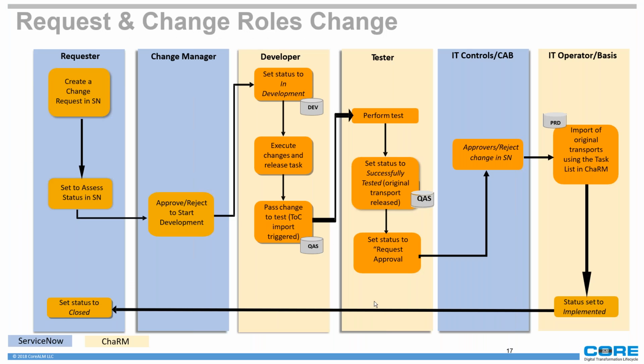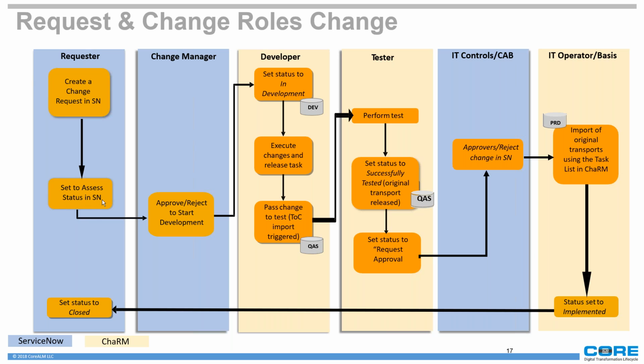Okay, from a role perspective, this is the best practice, or ideal situation, for roles. You have a requester, change manager, developer, tester, IT controls or CAB, and then you'll have your basis team to import the changes. Keep in mind, this is for a normal change, which occurs daily or weekly, primarily in maintenance. In this case, a requester is going to request a change within ServiceNow.